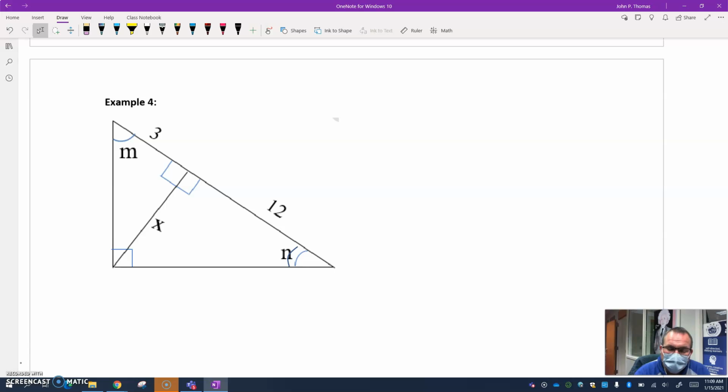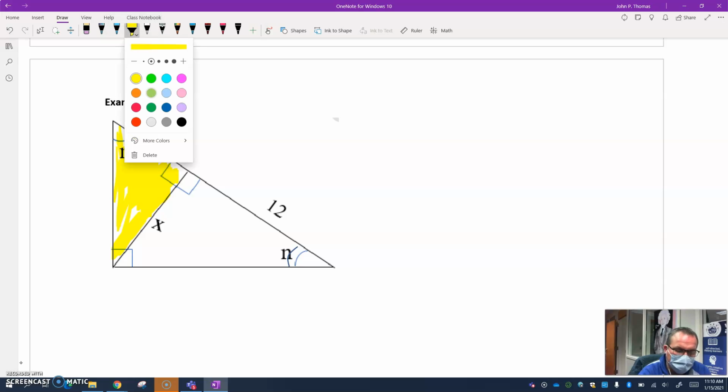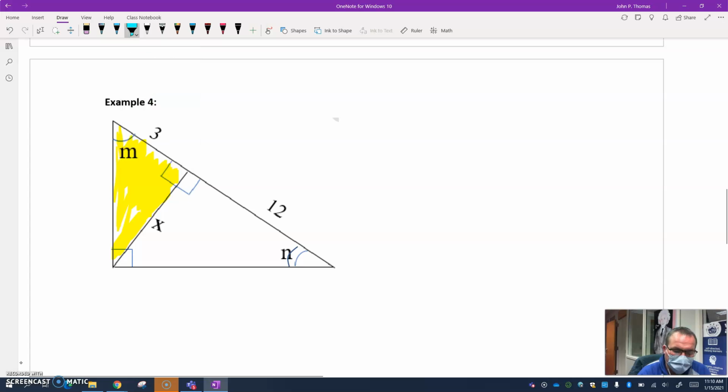Alright, welcome back. Hope that was a good attempt that you had there. We're looking for x, and what I notice is x is a component of the yellow triangle over here, and it's a component of the blue triangle on this side.